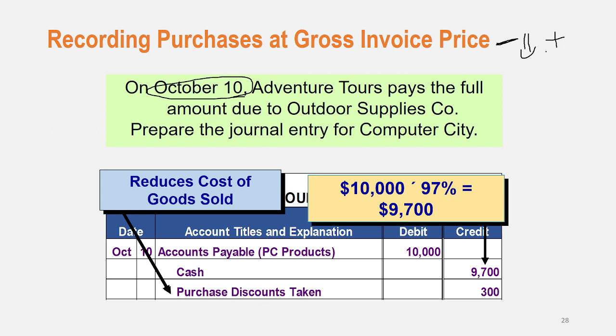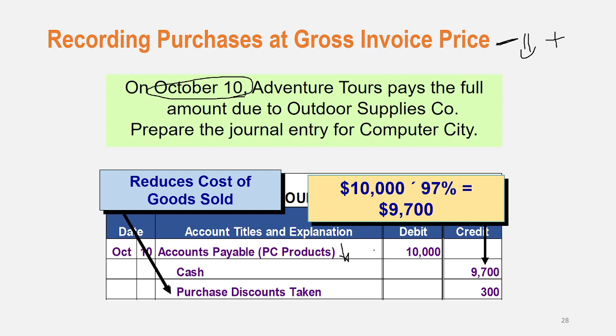Again, we have accounts payable, and this account represents the amount Adventure Tours owes to Outdoor Supplies Corporation for the camping equipment purchased on credit. Since Adventure Tours is now making the payment to clear its debt, we debit the accounts payable account to decrease the balance by 10,000. So accounts payable decreases by 10,000. This is the total amount that we considered in the initial recording.